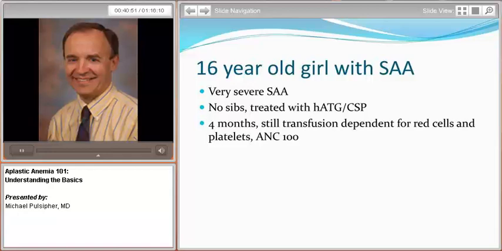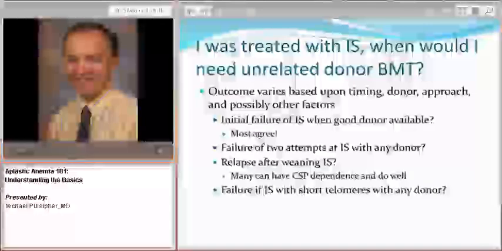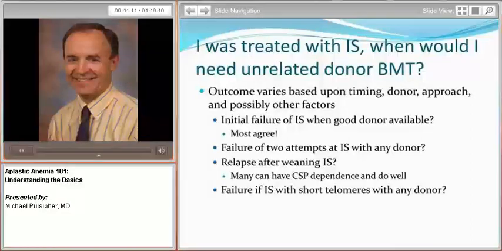Now, here's another case. You have a 16-year-old girl with severe aplastic anemia. She has no siblings, and she's treated with standard horse ATG and cyclosporin. Four months later, she is still transfusion-dependent for red cells and platelets, with an ANC of 100. So she has completely failed her initial induction. She needs an unrelated donor bone marrow transplant, as I've mentioned, if we can find an appropriate match for her.